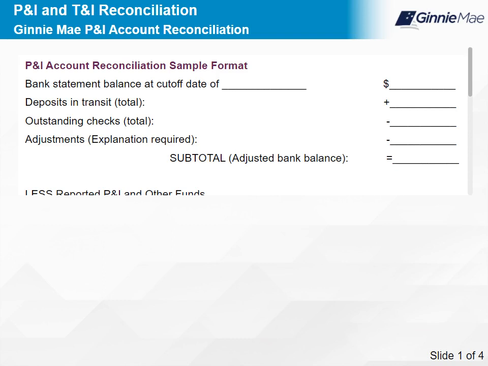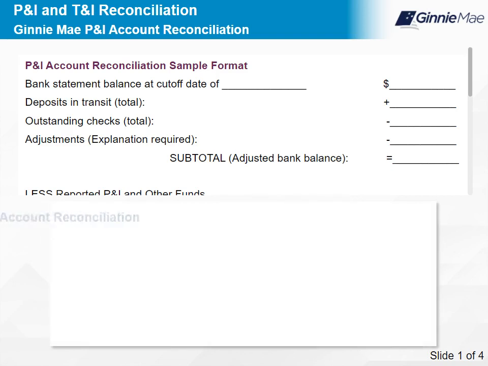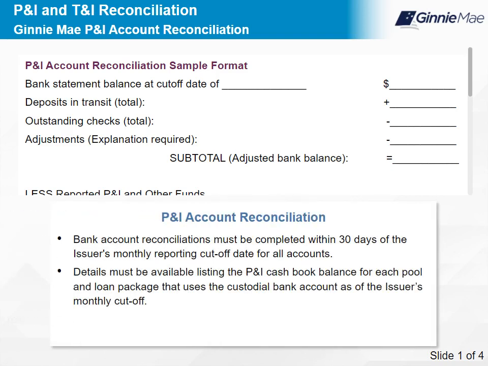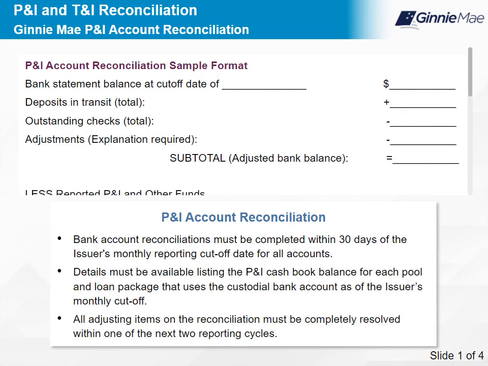Use the scroll table to review a sample format of the P&I account reconciliation. Most issuers build this form in Excel. Bank account reconciliations must be completed within 30 days of the issuer's monthly reporting cutoff date for all accounts.